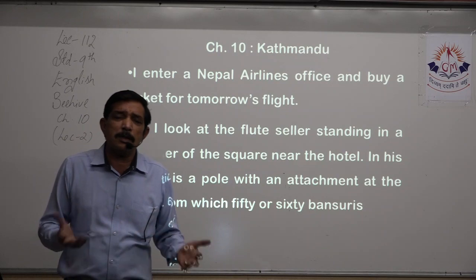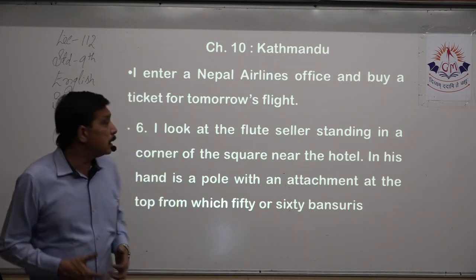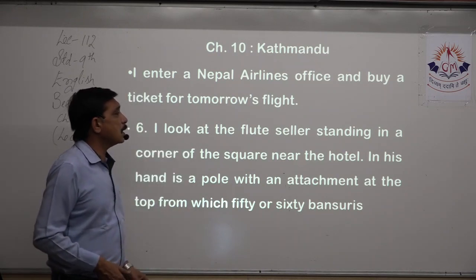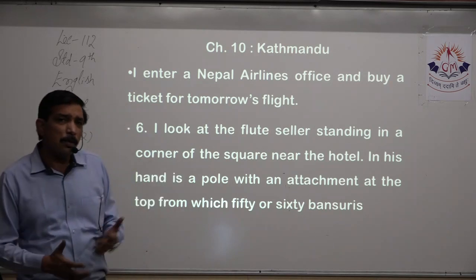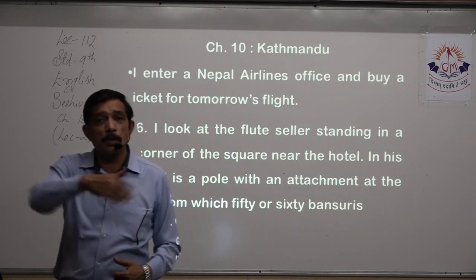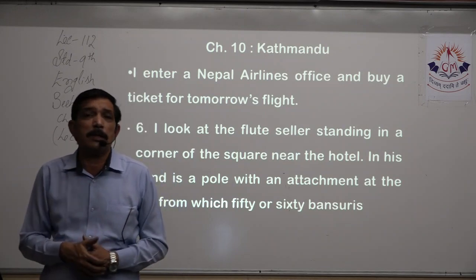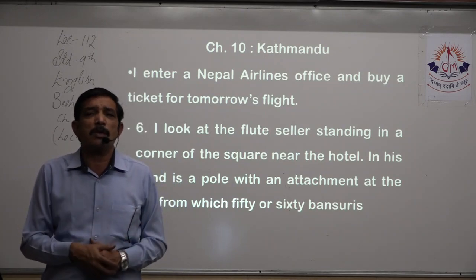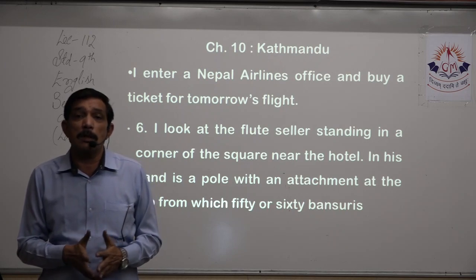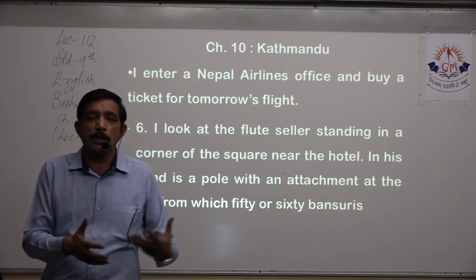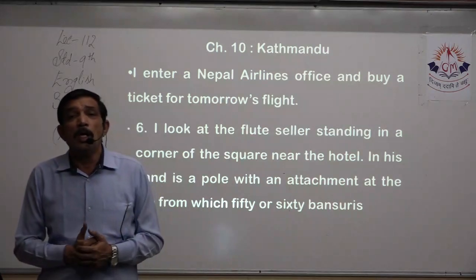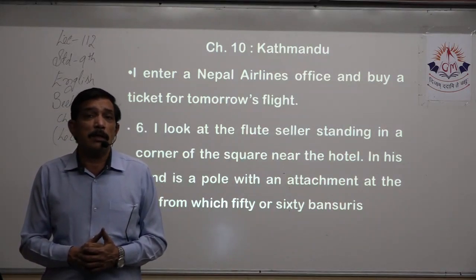So he's just standing over there and he sees a fruit seller, I look at the flute seller, standing in a corner of the square near the hotel. Square means a chowk, where roads meet, right? We see it all the time, that flute sellers stand somewhere near the end of the market, near a crossing, where lots of people come and go. And he keeps on playing his flute.